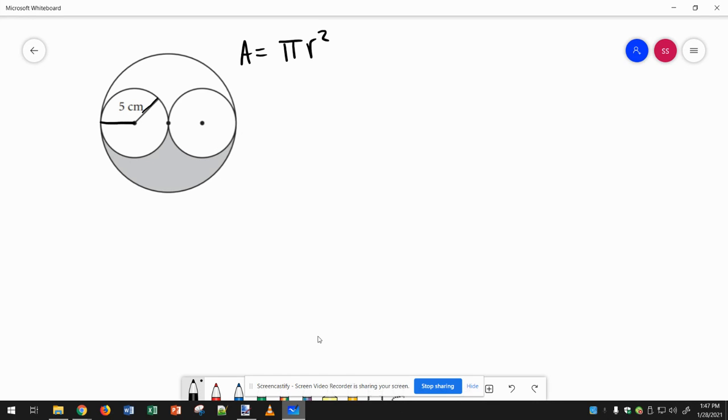So if this part is 5, then this part's also 5 because they're both the radius. And then that means this is 5. So the radius of the big circle would be 10. So we do pi times 10 squared, which is 100 times pi. And I'm just going to leave it in terms of pi because it's actually easier to work with in this problem. That's the area of the big circle.